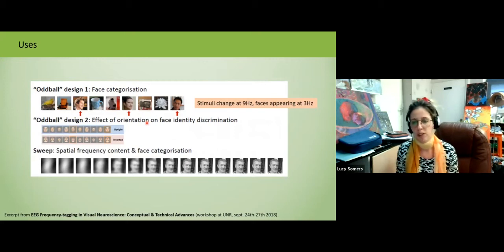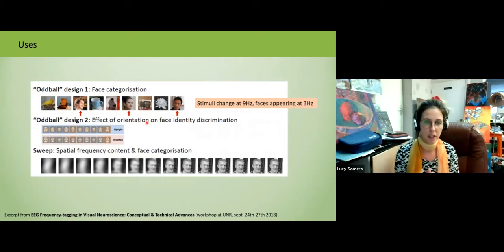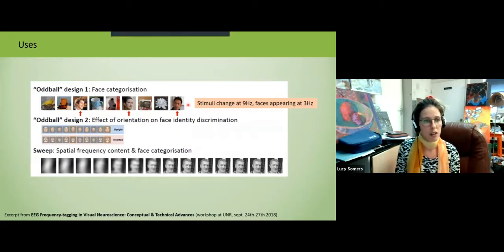So you can also use a number of different paradigms. So the oddball paradigm is very useful for higher level processing. Here in design 1, you can see they are changing the stimulus at one frequency, for example, perhaps 9 hertz, and then presenting a face at a separate frequency here, every 3 hertz. So you'll be able to see, once you perform a Fourier analysis, a separate peak for the low-level processing and the higher-level face processing.